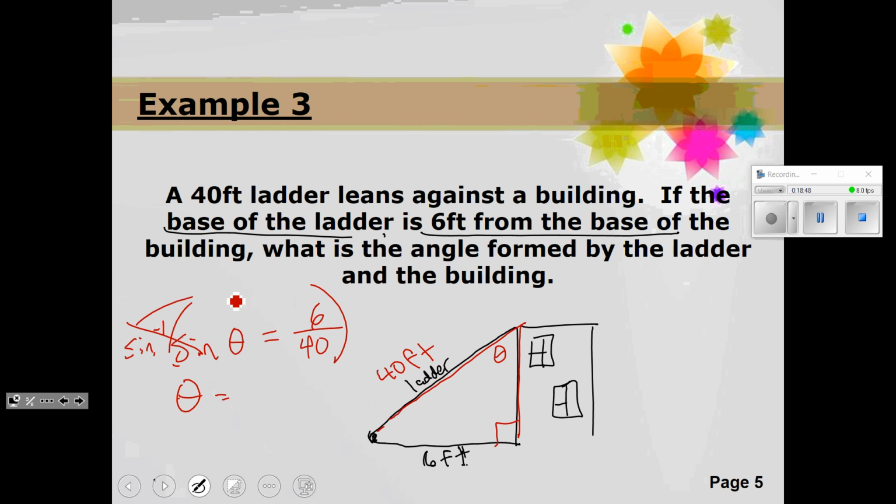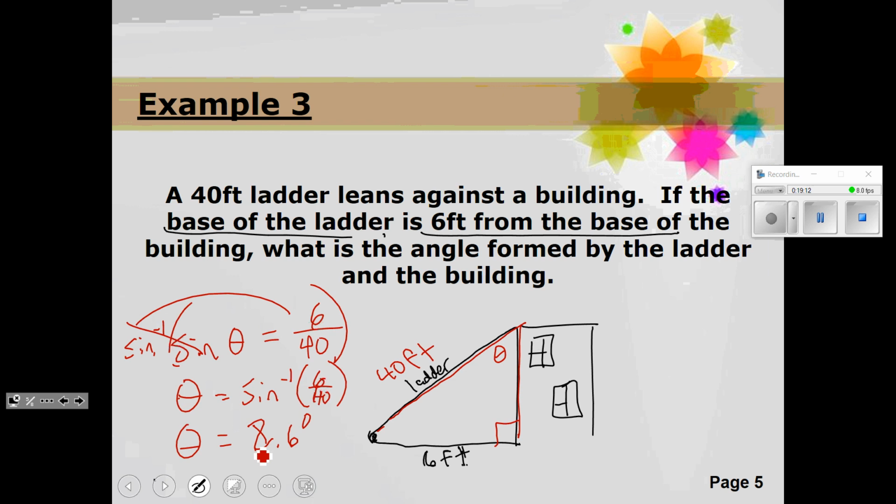And then you're going to do sine to the negative 1 of 6 over 40 in your calculator. Okay? And that is found by using the second button, second sine, and 6 over 40, theta is going to equal, let's do the 10th this time, somewhere around 8.6 degrees.